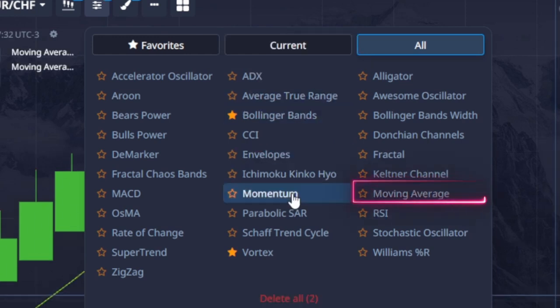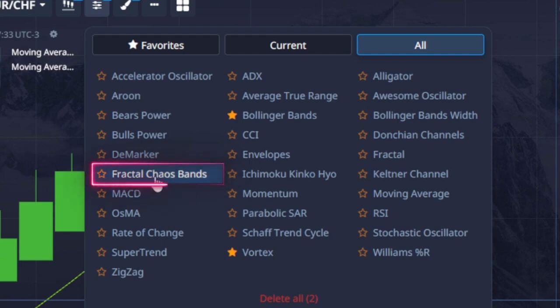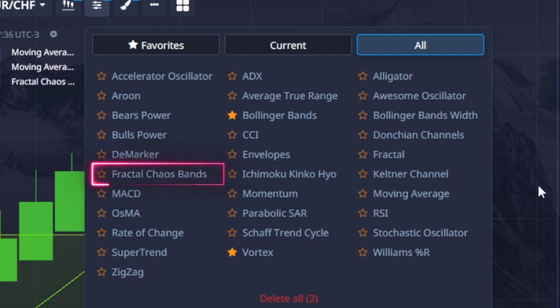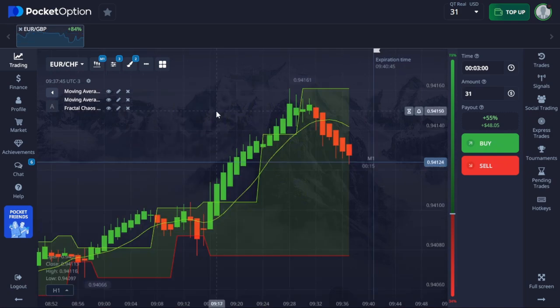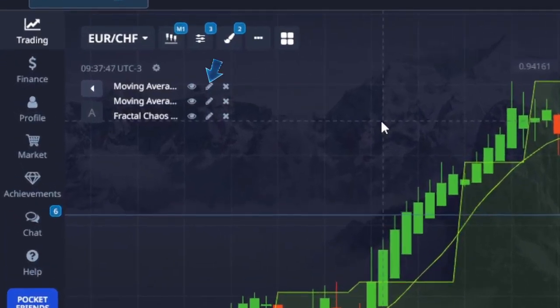Start with moving average, okay? And select fractal chaos bands. We're gonna use that one. First one, let's configure that.